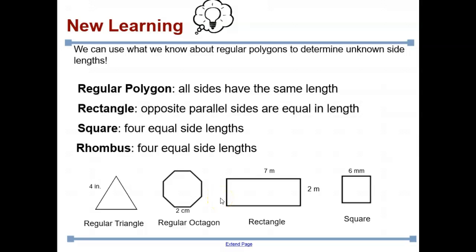A square is very special because all of its side lengths are equal. So I really only need to know one side length, and that will automatically mean I know all of the other side lengths as well, because squares have 4 equal side lengths. So if this side length was 6 millimeters, then all of the other side lengths would also be 6 millimeters.